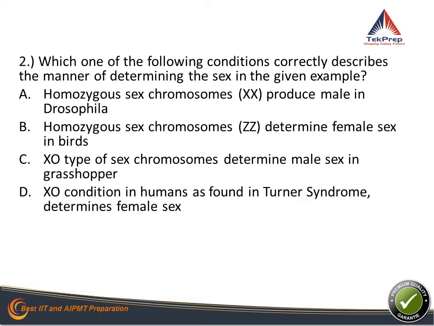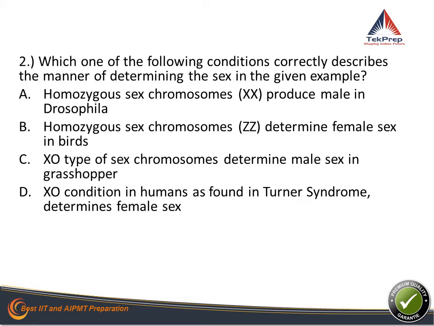Turner syndrome is not usually inherited from a person's parents, and it is due to a chromosomal abnormality in which all or part of one of the X chromosomes is missing or altered, which means while most people have 46 chromosomes, people with Turner syndrome usually have only 45. So Turner syndrome or XO condition in humans does not determine the sex of the offspring or the baby.